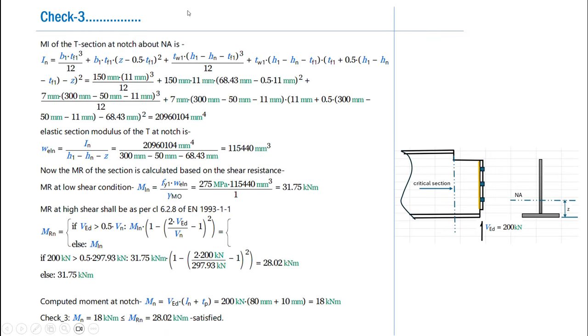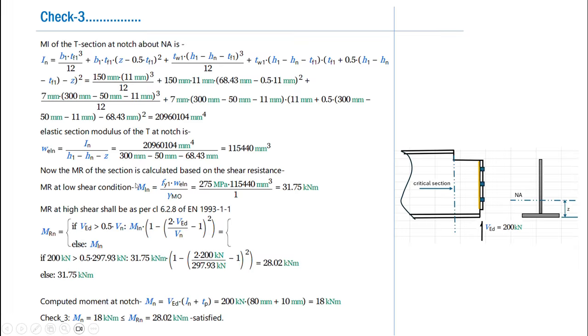So check 3 is continued. We obtain now the moment of inertia of the T section at the notch about the neutral axis, and substituting the various parameters, we obtain it as 209.60104 millimeter raised to 4. Now from this moment of inertia, we can readily obtain the elastic section modulus of the T section at the notch, that is for this section, Wel,N as I by y max, that is 115440 millimeter cube.